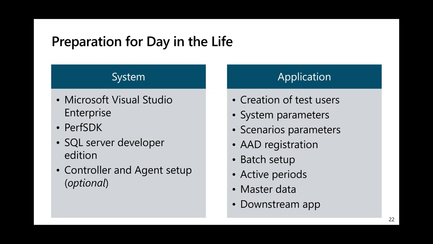Then I set up the AAD registration because I have a downstream application connecting to the system. Besides that, for the batch setup, I have set up batch job priority-based scheduling and active periods based on the mixed workload diagram I mentioned before, as well as the transactional data and downstream application. Finally, I got help from the customer to provide me the downstream application endpoint for the live testing.